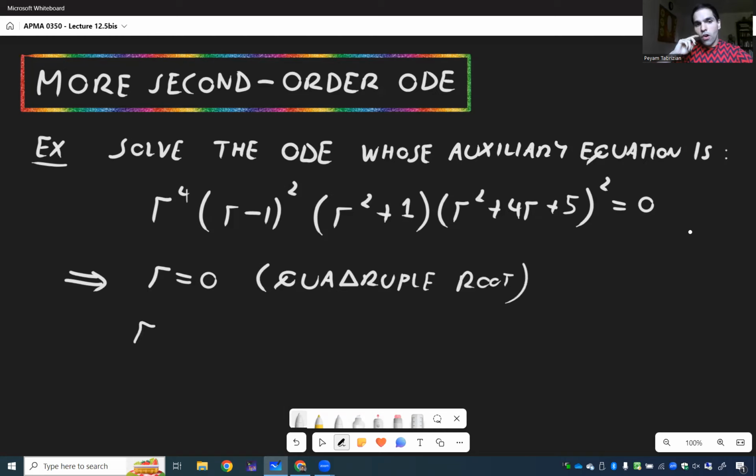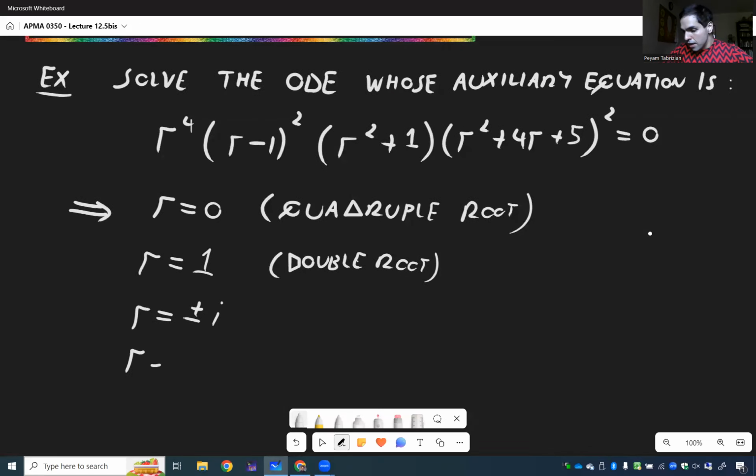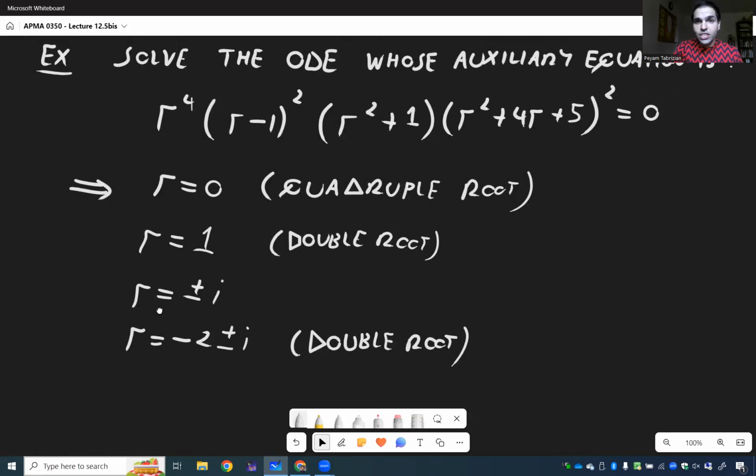And then we have r equals 1, double root. And then r squared plus 1 equals 0. That's r is plus minus i. And then the other one, by completing the square, you can check that we have r equals minus 2 plus minus i, which is also a double root here. So double complex root. And let's see what we can do with this information.